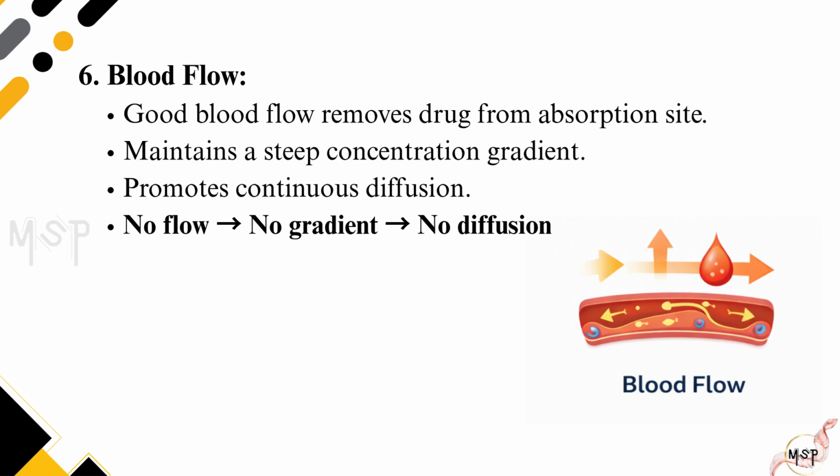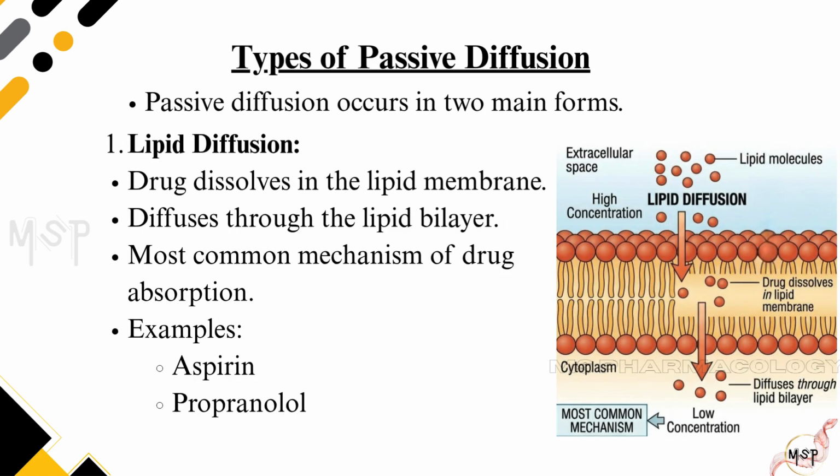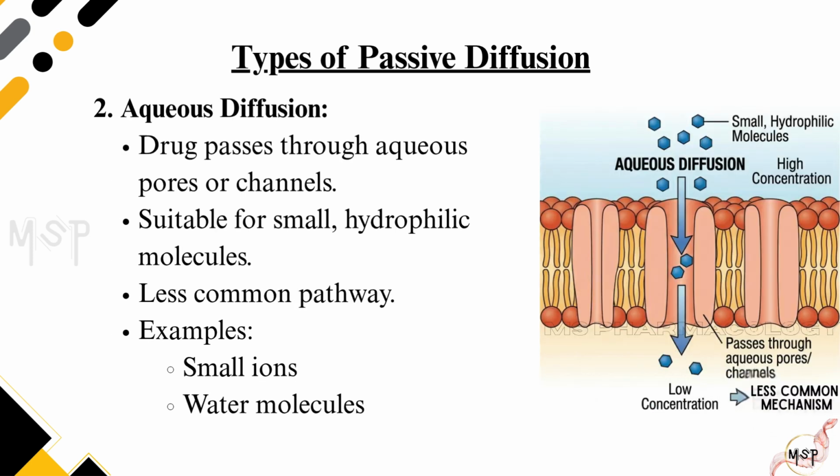No gradient, no diffusion. Now, passive diffusion doesn't always happen the same way. There are actually 2 forms of it. Form 1. Lipid diffusion. The drug dissolves in the lipid membrane and diffuses across it. This is the most common mechanism of drug absorption. Examples: aspirin and propranolol.